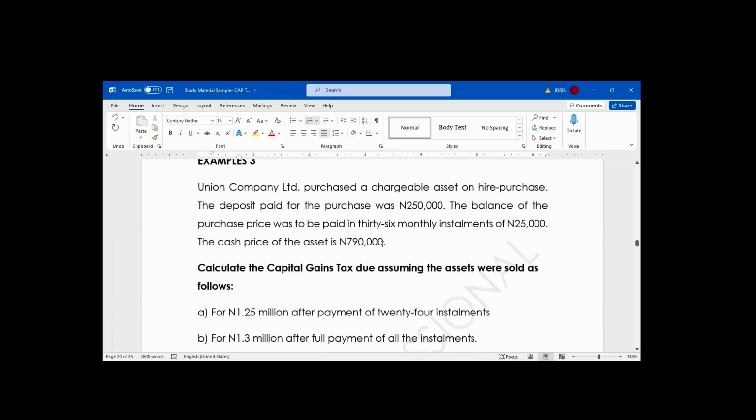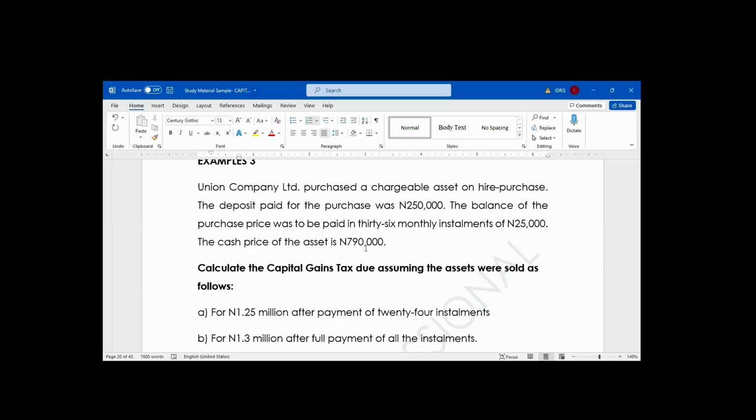This company purchased a chargeable asset on hire purchase. They paid a deposit of 250,000, and the balance of the purchase price is going to be paid on installments. For how many installments? For 36 installments, and they will pay 25,000 per installment. The cash price of the asset is 790,000. They said we should compute the capital gain tax, assuming the sales proceed was 1,250,000 after payment of 24 installments.